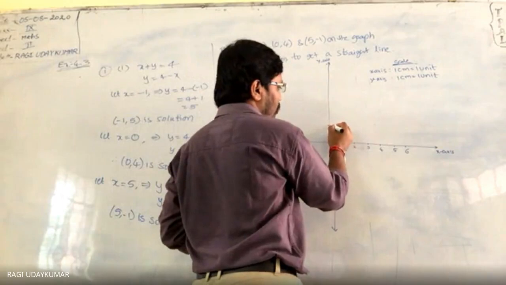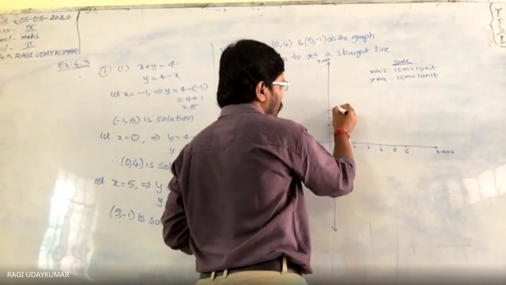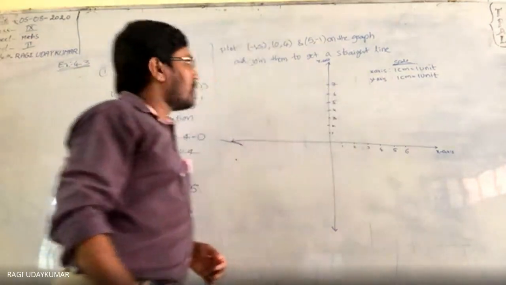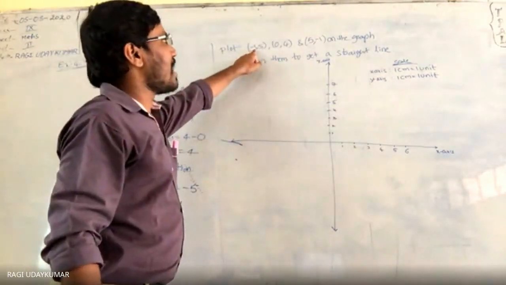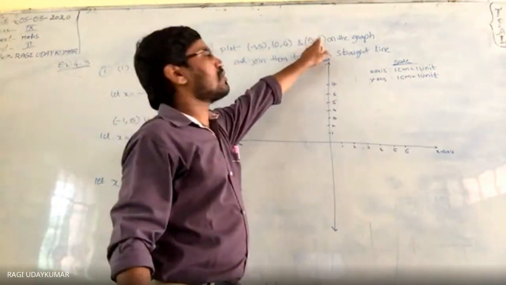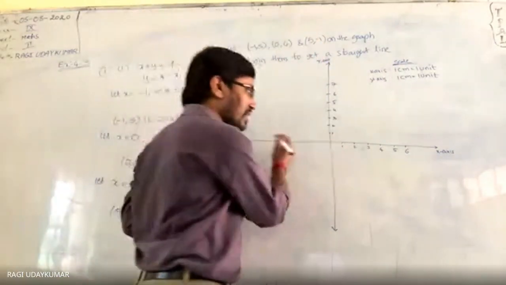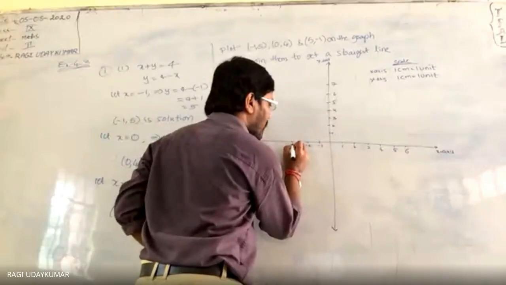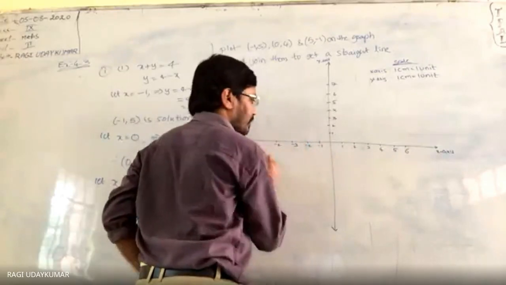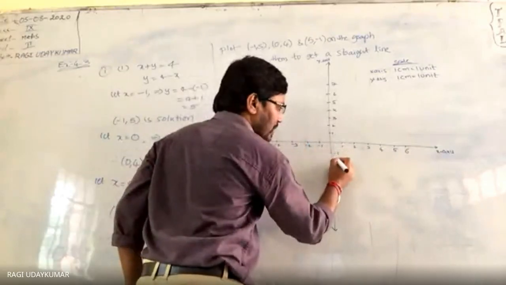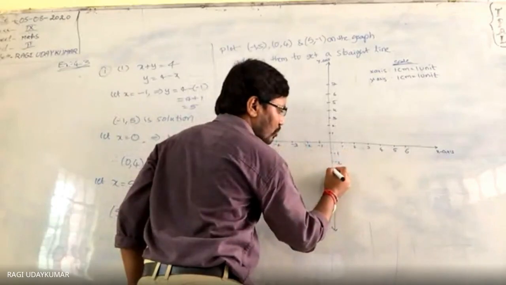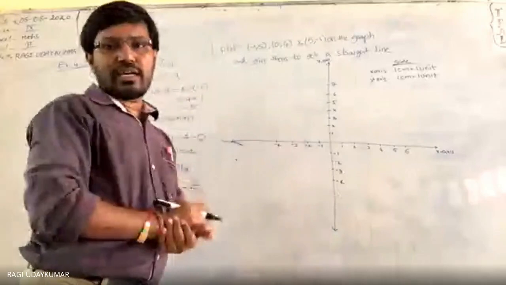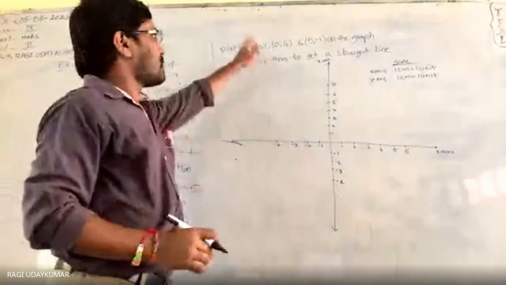So 1, 2, 3, 4, 5, 6, 7. If you see, minus 1 is also there, and x-axis में भी minus 1 है, so left hand side minus 1 होगा. Here minus 1, minus 2, minus 3, minus 4, and down minus 1, minus 2, minus 3, minus 4. Now you need to plot these points.